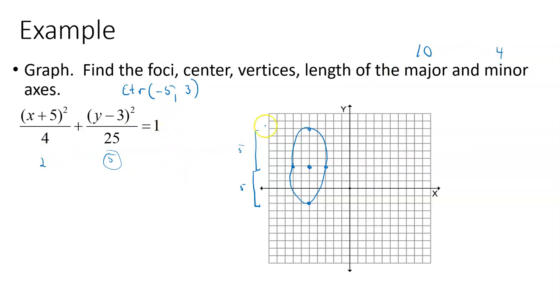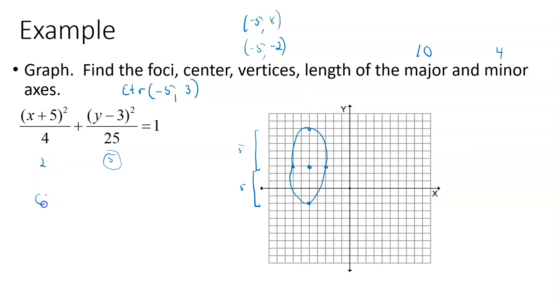All right, the vertices are these points on the top and bottom. So the x-coordinate is -5. The y-coordinate, well, if I went from -5, 3, and I went 5 up, -5, 8. And then what's the one on the bottom? Is -5, and then count down from here, 1, 2, 3, 4, 5, -2. And you notice the difference between 8 and -2 is 10, and that's what we said the length of our major axis was.